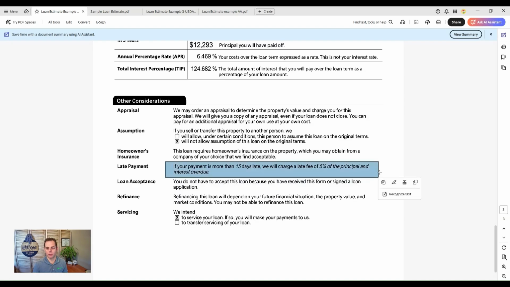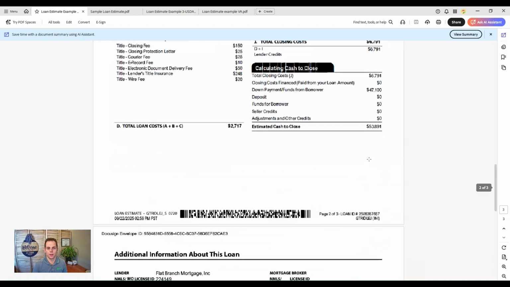Late payments are important. Every mortgage that I've seen and had experience with, the payment is due on the first of the month. It's not late until after the 15th, so you have about a 2-week grace period there. Obviously, pay your bills on time and try to do it on the first.